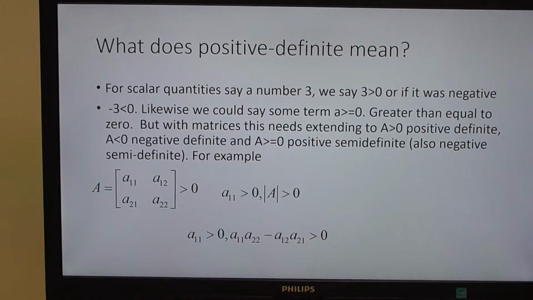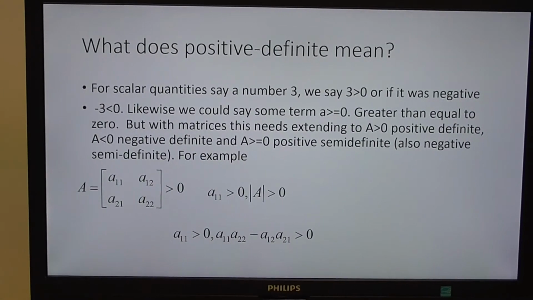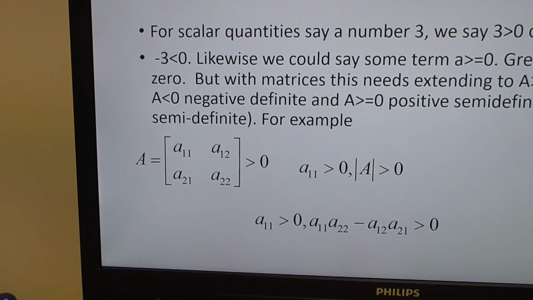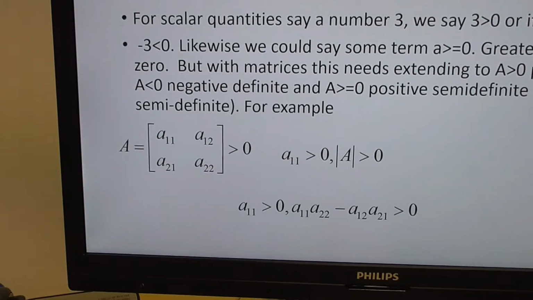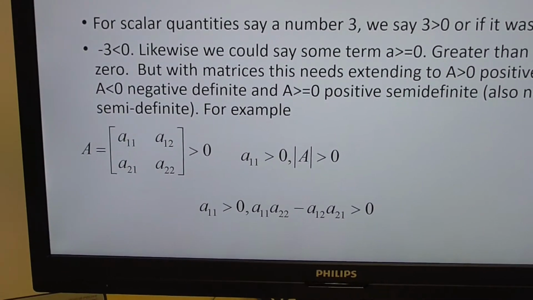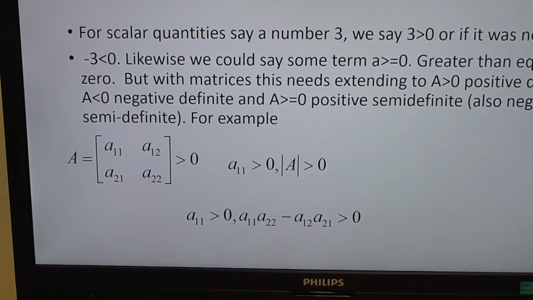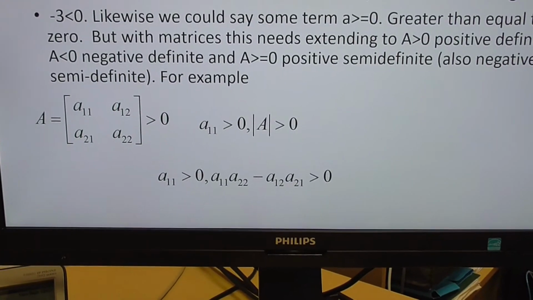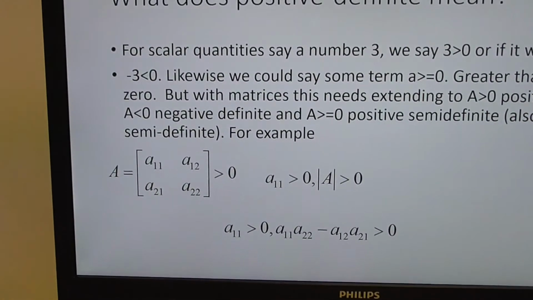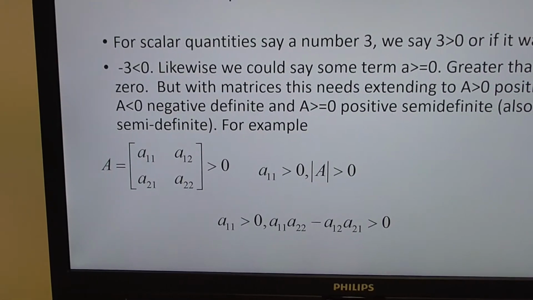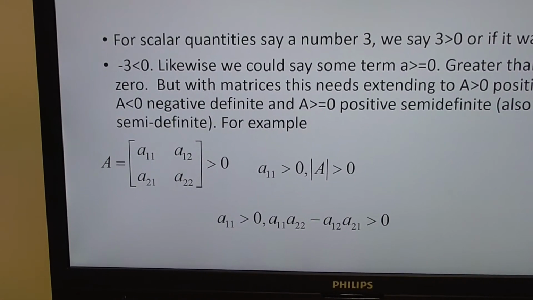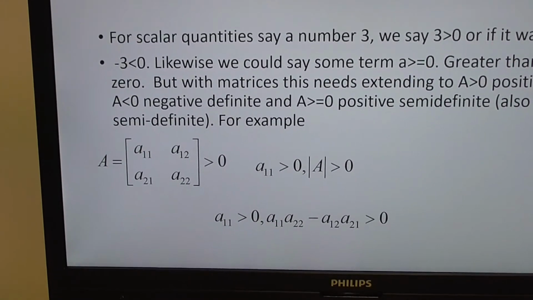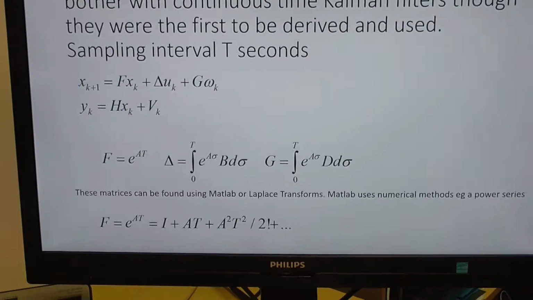So instead we define this thing: a matrix is positive definite, negative definite, or positive semi-definite. We can say a matrix A is greater than 0, and the conditions are that the element A11 is greater than 0, and the determinant itself, A11 A22 minus A12 A21, is greater than 0. Those are called, incidentally, the leading principal minors. If they're positive, the matrix is said to be positive definite, not positive as in a number, but positive definite. Okay, so a little bit of theory.